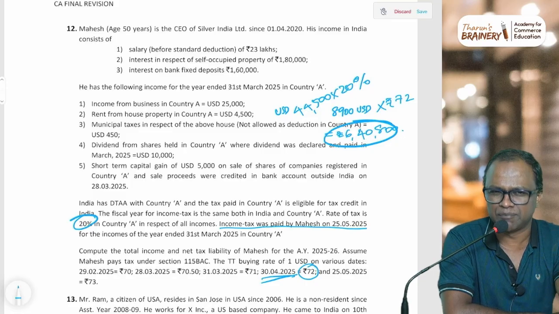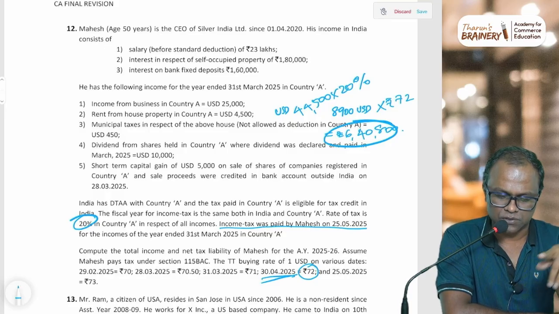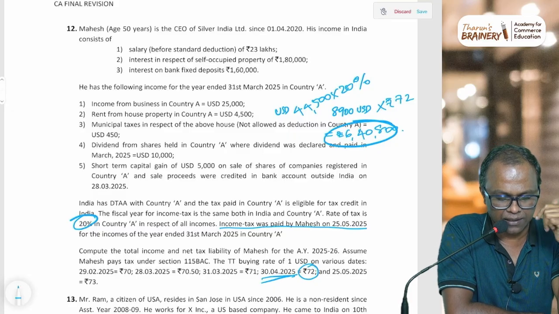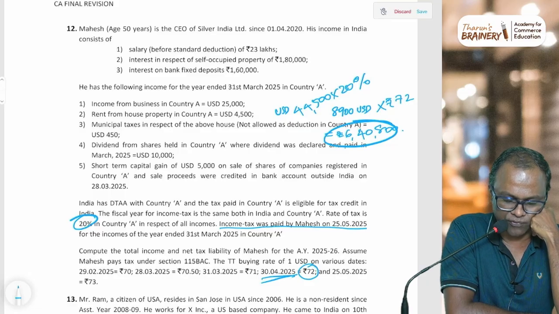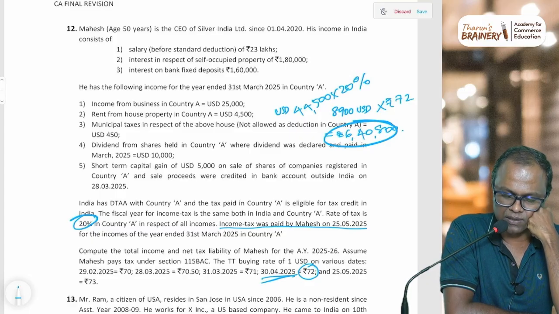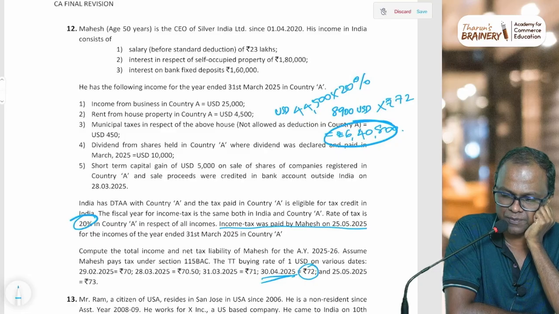So what? As per Indian income tax law, municipal tax paid will be reduced. You will get net annual value, 30% standard deduction, interest you can claim, income from HP. So reduce municipal tax. That municipal tax is not allowed as deduction in country A, but we can claim it here. That's also US dollar 450 into 71. Same, 71. So 450 into 71, you will reduce that. So you will get net annual value. Reduce 30% standard deduction. Balance, you will get income from house property in INR. Yeah, directly we compute in INR. That is income from HP. What is income from HP?